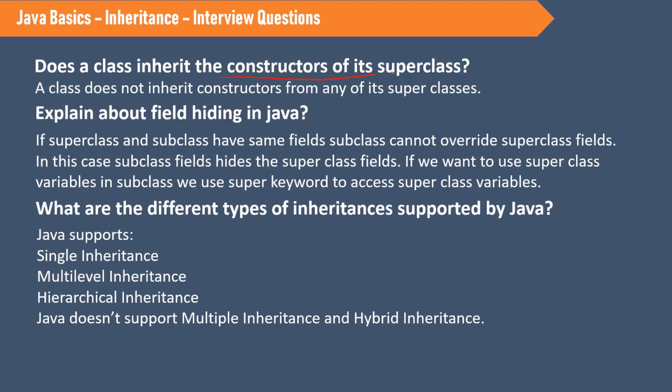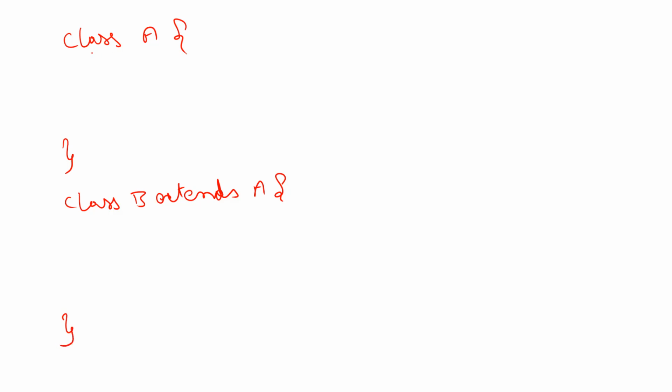Does a class inherit the constructors of its superclass? The answer is no. A class doesn't inherit the constructors of any of its superclasses. Explain about field hiding in Java. Let's say I have two classes here. One is class A and another one is class B, which is extending class A. That means class B is a child class of class A and class A is the parent class.